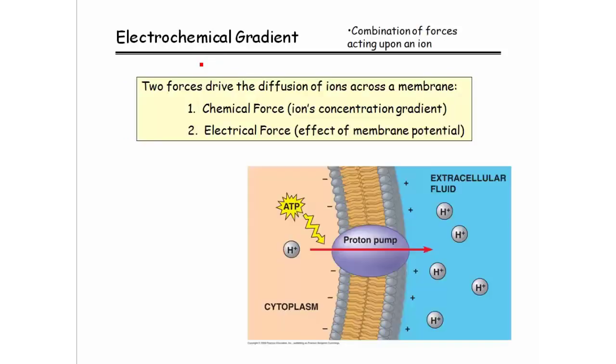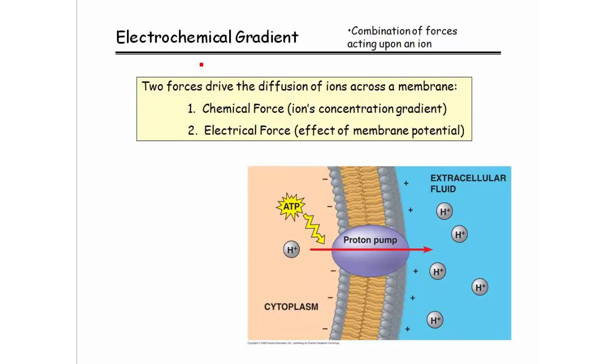If we put it all together, we call the combination of forces acting upon an ion, helping to decide which way it's going to move, the electrochemical gradient. So the electrochemical gradient has the chemical force component, and that's the ion's concentration gradient, the fact that it wants to go high to low. And we also have the membrane potential component, which we call the electrical force. So the desire to basically reach that neutral point.